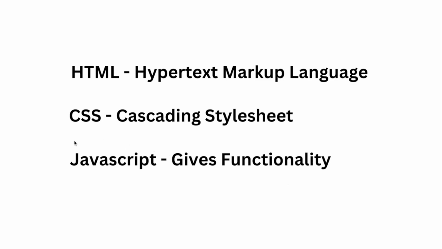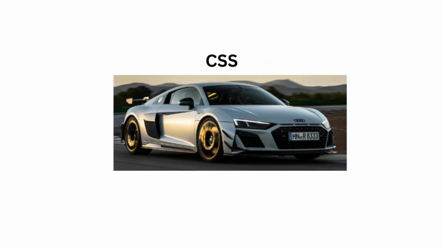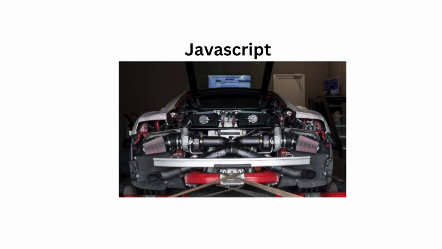So as an example, the HTML would be the frame of a car. It gives you the basic building blocks or the structure of what we are going to be building. Then the CSS is what's going to make it look really cool. It is going to give it that style or the flair, as you might like to think of it. And then the JavaScript is going to be the motor, or what's going to give it the functionality. So if you have a gas pedal and you want it to work, you're going to need a motor.